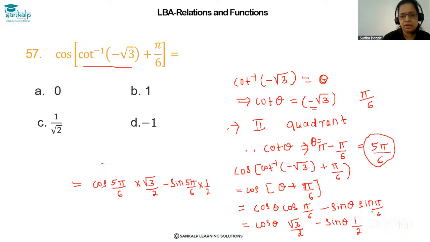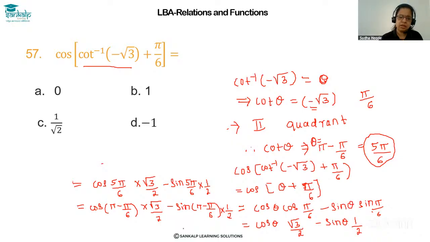So again you can write this as cos of (pi minus pi by 6) into root 3 by 2 minus sin of (pi minus pi by 6) into 1 by 2. Okay, cos of pi minus theta, in which quadrant is it? Second quadrant.